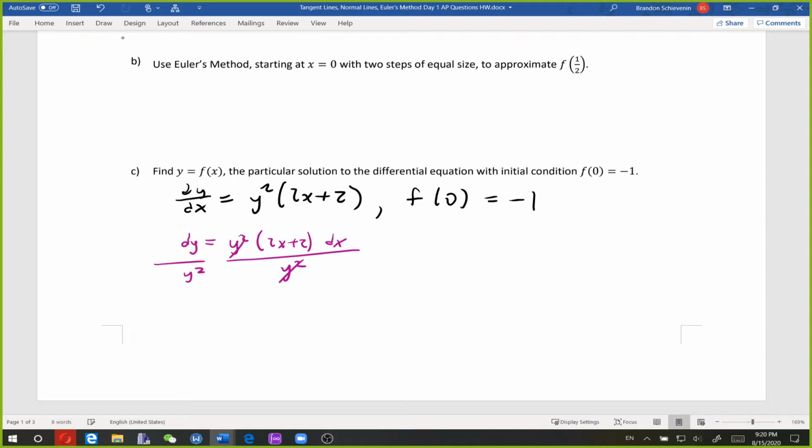Okay, any questions, anyone on our first step? Dy over y squared is equal to 2x plus 2 dx is what we got so far. Okay, moving over to Eric. What can I do with this?